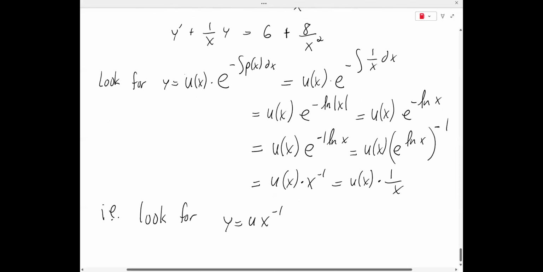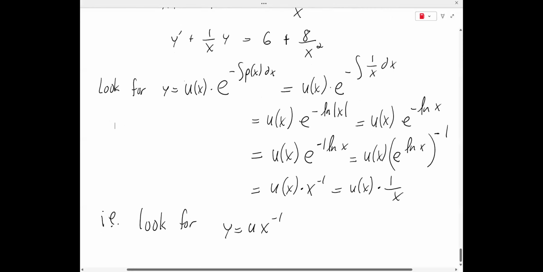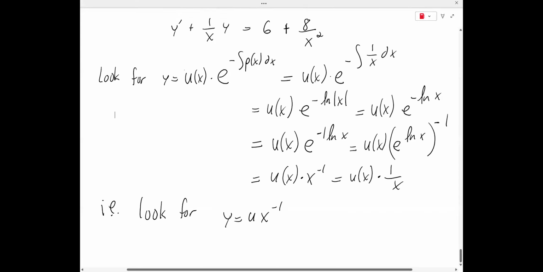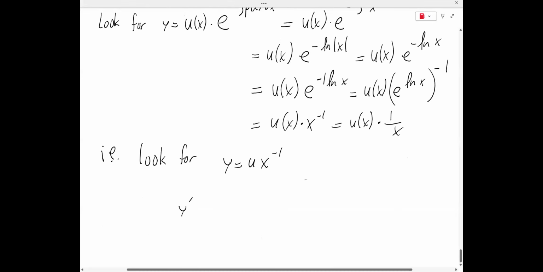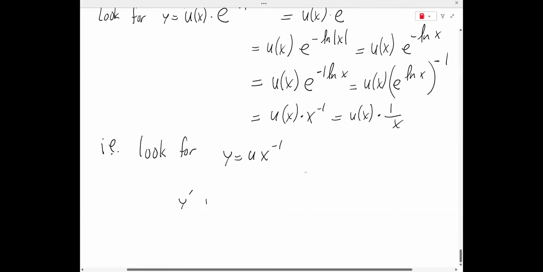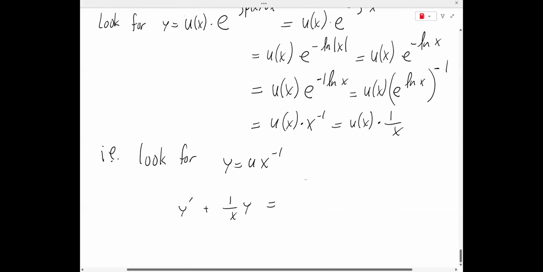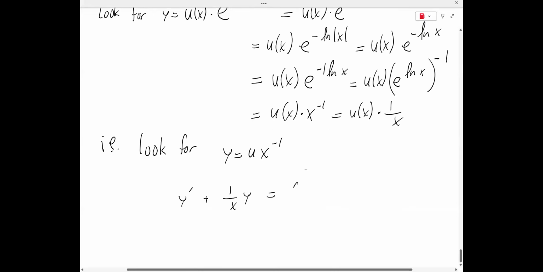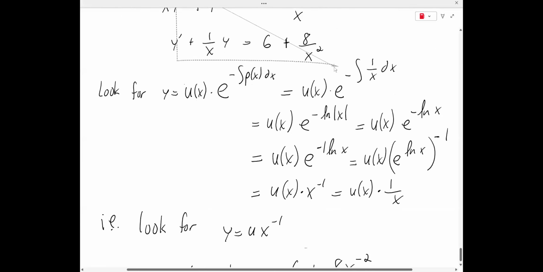Okay, anything else so far on that? It's just a little detail. But now once you have that, you go back to your differential equation. So let me write that down again. We got y prime plus 1 over x y equals 6 plus, I'm going to write this as 8x to the negative second for now. So I'm basically going back to the differential equation here.